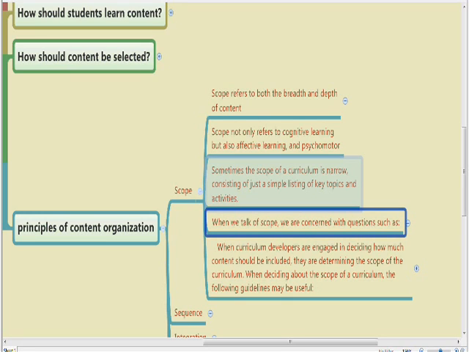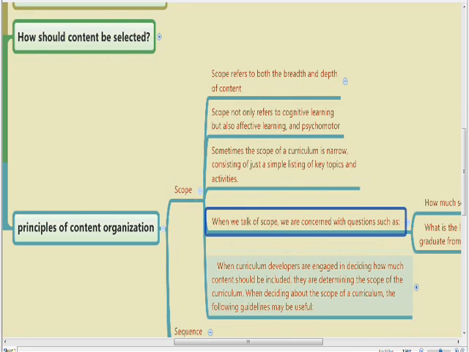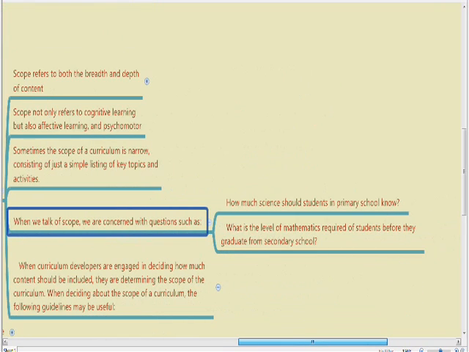Okay, we can talk about scope. We are concerned about questions such as, how much science should students in primary school know? What level of mathematics is required of students before they graduate from secondary school? I'm using maths and science partly because of my background, but this same question could be asked in so many dimensions. For example, how much science should a student know? Because when you decide so much of science, then how much of something else are you going to take out? Because this is how you organize.